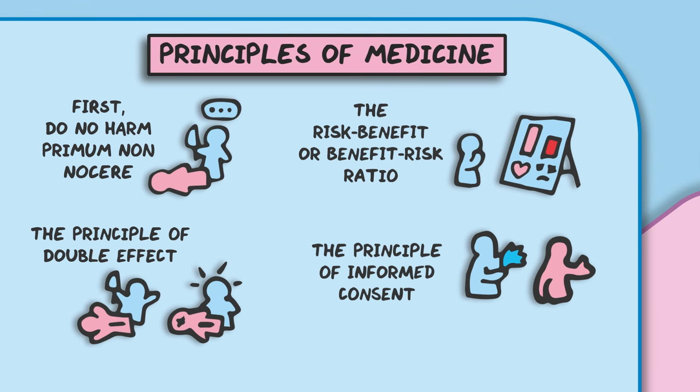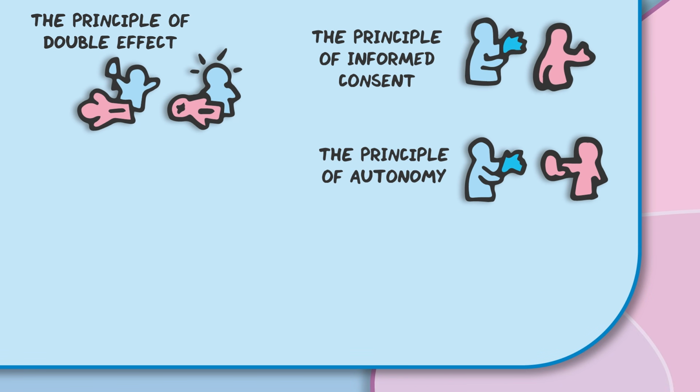The principle of informed consent requires that the patient must be capable of making decisions for themselves, must have enough information to make an informed choice, and they must be able to give their consent freely. The principle of autonomy means that a patient has the ultimate decision-making responsibility for their own treatment, and a medical practitioner cannot impose treatment on a patient.